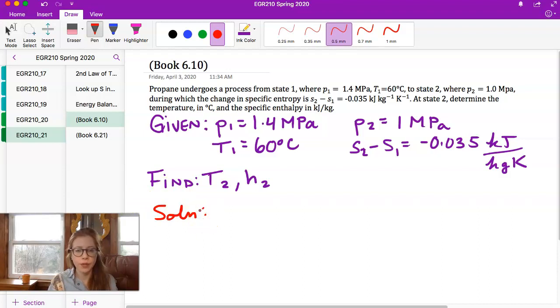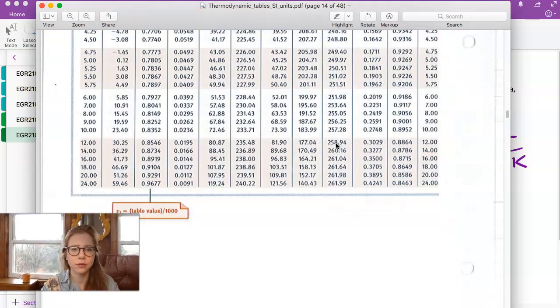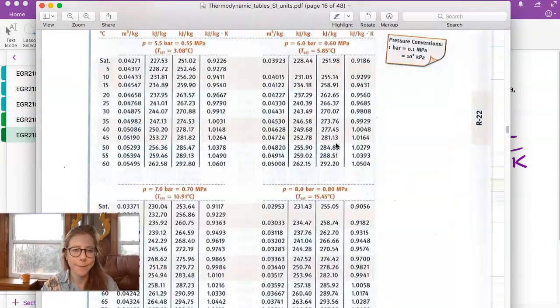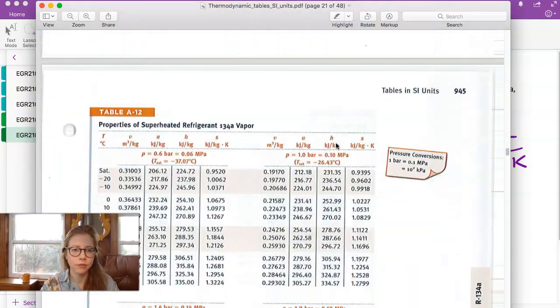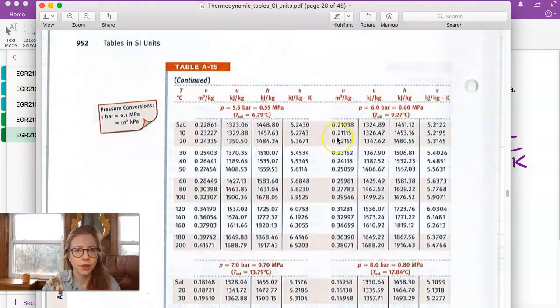So what we can do is start by looking at our property tables for propane, and we can look up the entropy for state 1 and state 2. So let's open up our property tables. Let's go to propane, which should be A18. Keep scrolling.